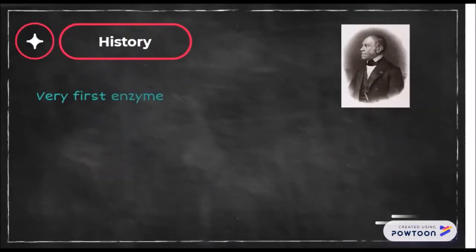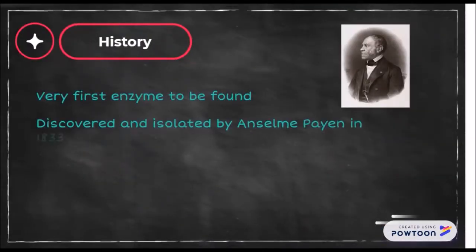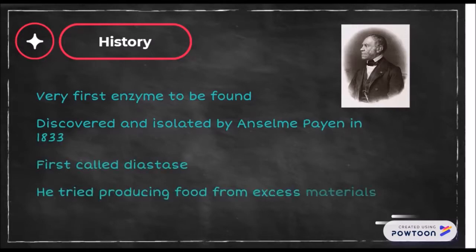History. Amylase was the very first enzyme to be found. It was first discovered and isolated by Enzyme in 1833, where he first called it diastase. He tried producing food from these excess materials.